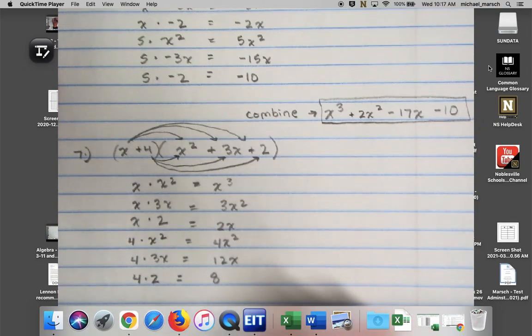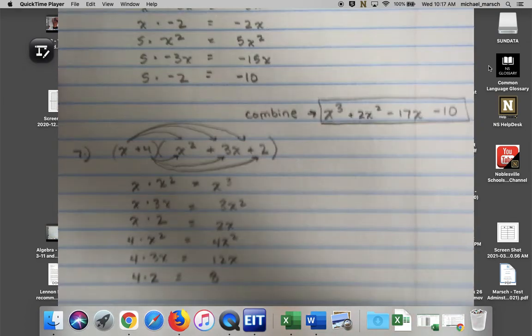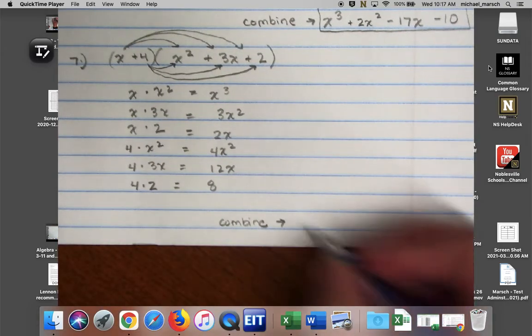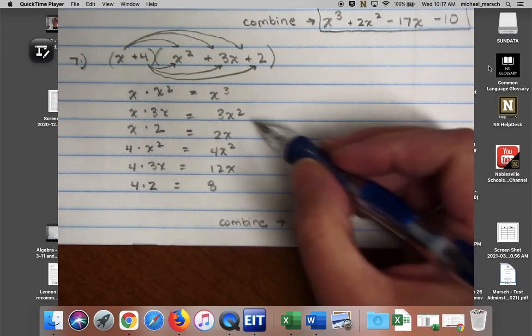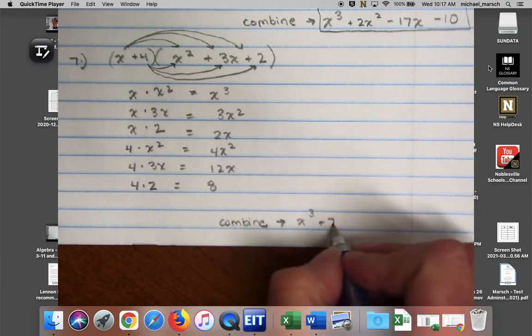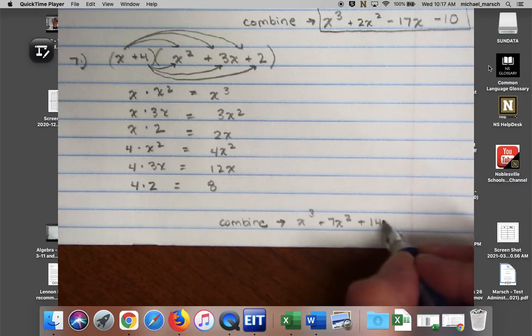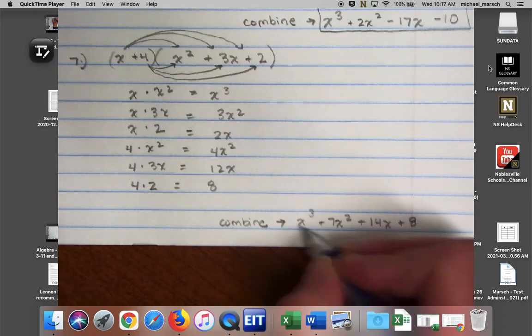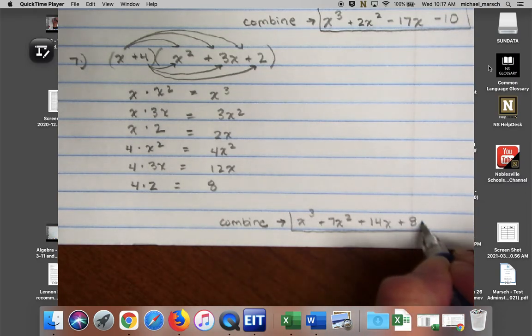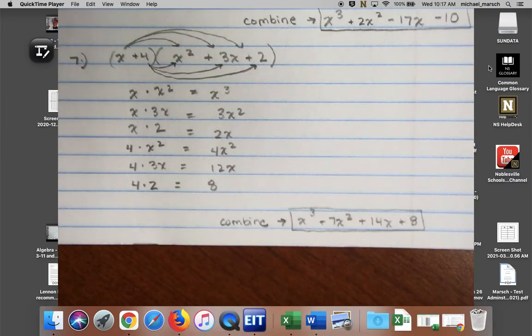So when I combine all of them, I'm going to lower the screen here so you can see that. I get x to the third, 3x squared and 4x squared is a total of 7x squareds. 2x and 12x gives me 14x, and then I've got my 8 hanging out.